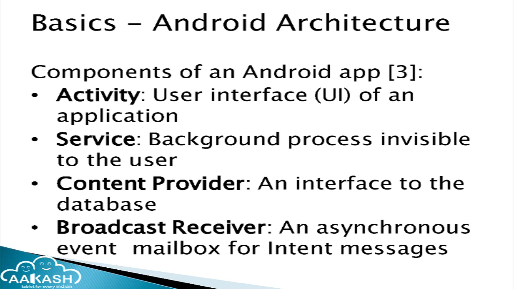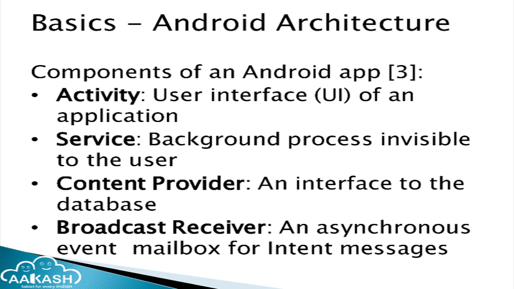You may know that the Android application can have any of the following components. The first is activity, which is the interface between user and the application. So user can interact with the application using activity. Next is a service. If you have any heavy duty task, then you can implement it as a service instead of implementing the logic in the Android activity. The third part is content provider, which is an interface between your application and database. And the last one is broadcast receiver.